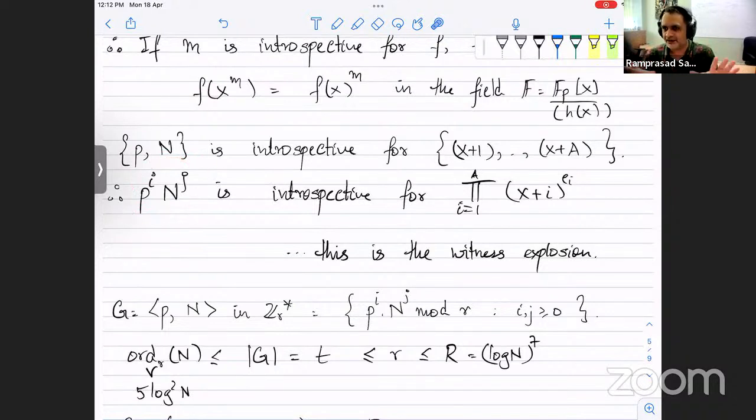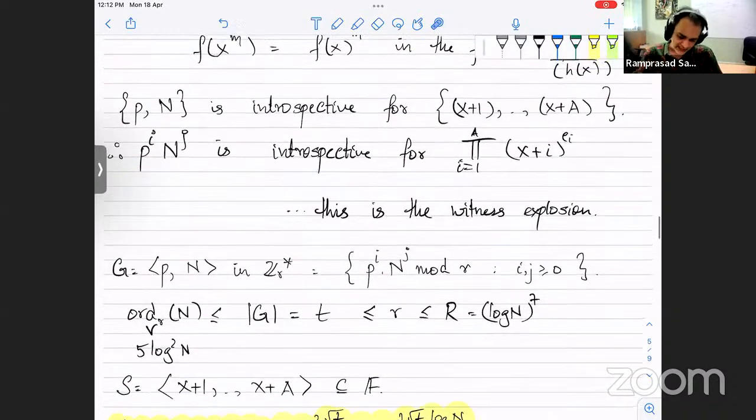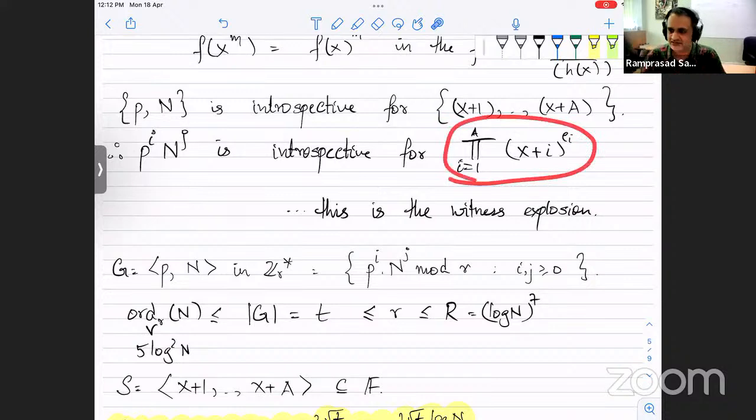So this is so much for the left-hand side in this introspection equation. All the p power i n power j is what we are trying to understand. Now let's look at the other thing. These are all elements of my field capital F. Okay, x plus 1, x plus 2, they're all elements of my field capital F. I want to know if I look at all possible products among them, that is, all expressions of this sort, I'm going to get some subset of this field. And I'm going to call this my set capital S.